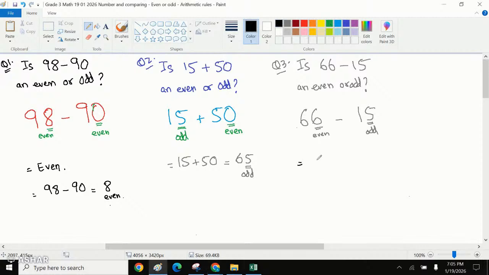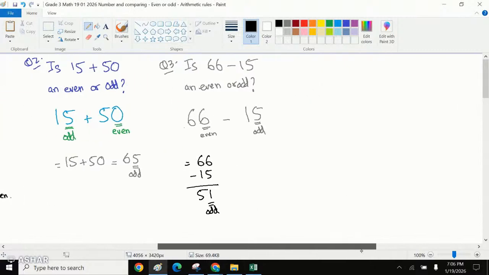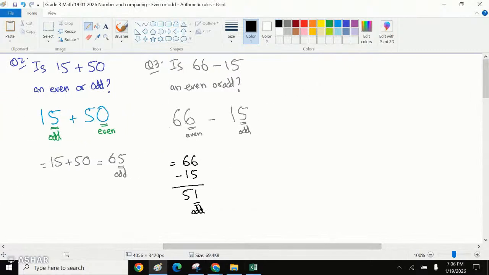That means if we would say 66 minus 15, 6 minus 5 is 1, 6 minus 1 is 5, the result was 51, and since this is odd, it ends in 1, that means it will give an odd answer. Okay, you're just simply doing even and odd. We are trying to see whether the answer would be even or odd.